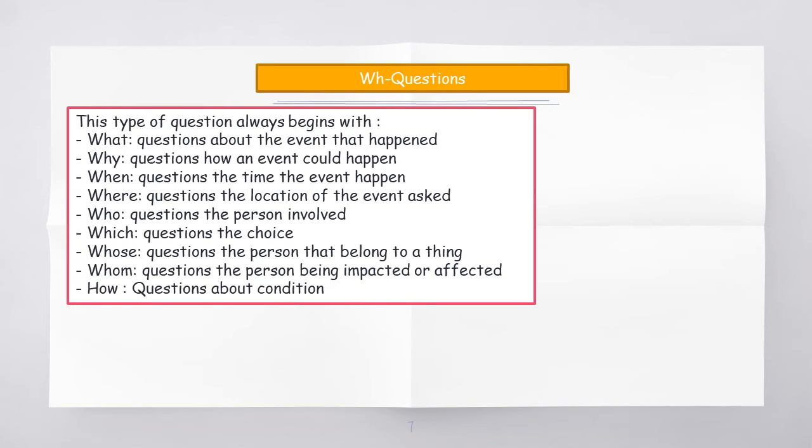When is for asking the time the event happened. Where is for asking the location of the event. Who asks about the person involved. Which is for asking about a choice. Whose is for asking about the person that a thing belongs to. Whom is for asking about the person being impacted or affected. How is for asking about condition.